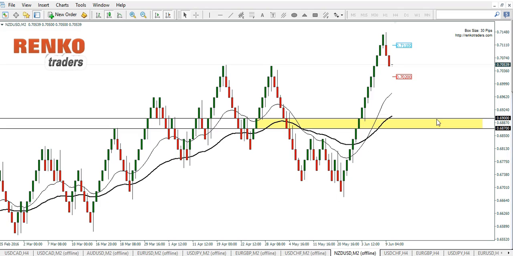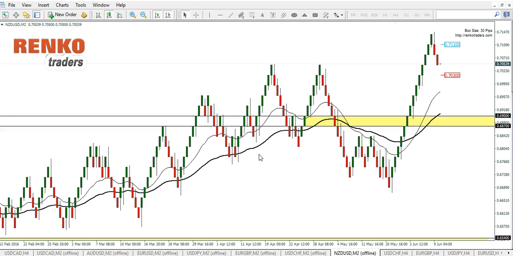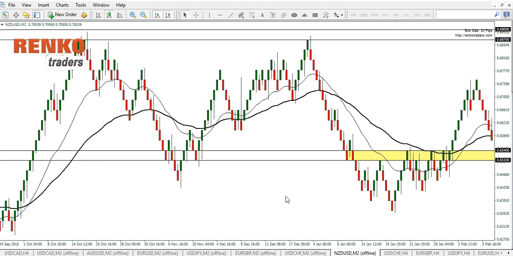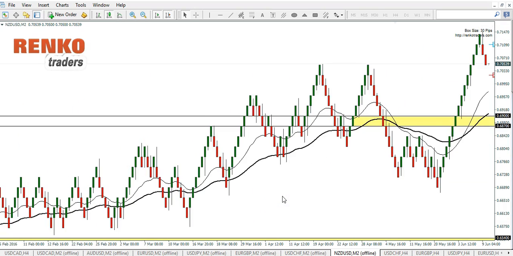An interesting point about this support level is that it was resistance, and at the same time it's now turned into support. So this would be a strong level that the Kiwi is likely to bounce off. So guys, this basically summarizes the two moving average crossover trading strategy for the Renko charts.